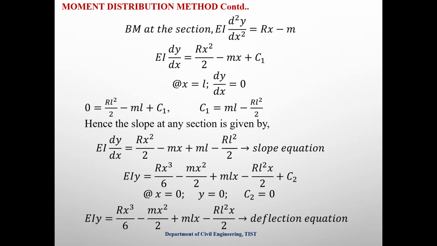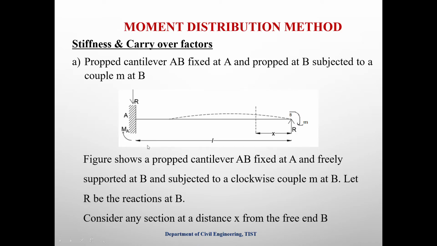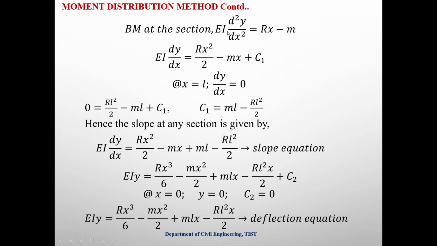The bending moment at the section, that means the equation for Mx, can be written as R into x minus M. Therefore, the bending moment at this section, EI d square y by dx square, is equal to Rx minus M. Integrating once, we will get the equation of slope. EI dy by dx is equal to Rx square by 2 minus Mx plus C1. But C1 is the integration constant. That value of C1 can be calculated by using the boundary condition.